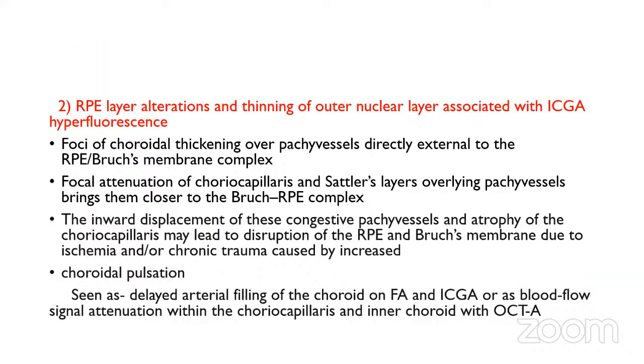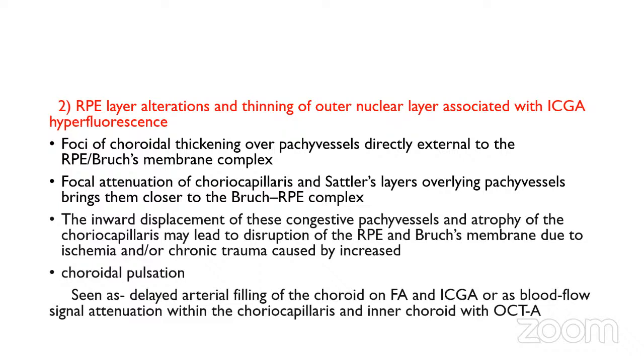So RPE layer alterations and thinning of outer nuclear layer. There are foci of choroidal thickening over the pachy vessels directly external to the RPE-Bruch's membrane complex. Focal attenuation of the choriocapillaris and Sattler's layers overlying the pachy vessels brings them closer to the Bruch's RPE complex. Inward displacement of these congestive pachy vessels and atrophy of the choriocapillaris may lead to disruption of the RPE-Bruch's membrane due to ischemia and or chronic trauma.